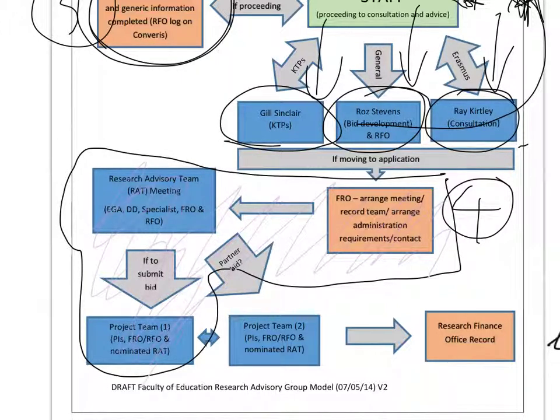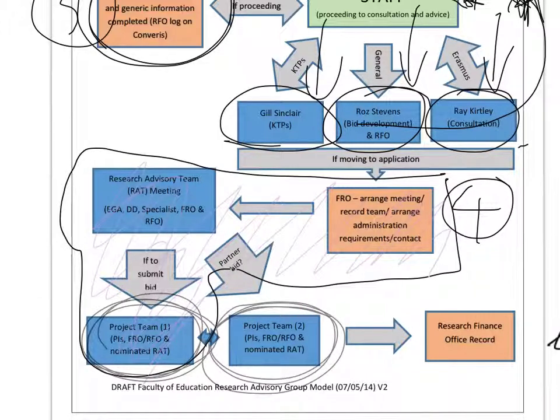The problem I've got, as it stands, is that it's very linear, so it gives the impression that we would hold a meeting, decide whether to submit it or not, and then a project team is assigned to work with the PI in developing the bid up. Of course, in reality, almost all of this stage happens kind of simultaneously, and very often it's not possible to wait to hold a meeting for any of these members when you're trying to put a bid together with a tight timescale.